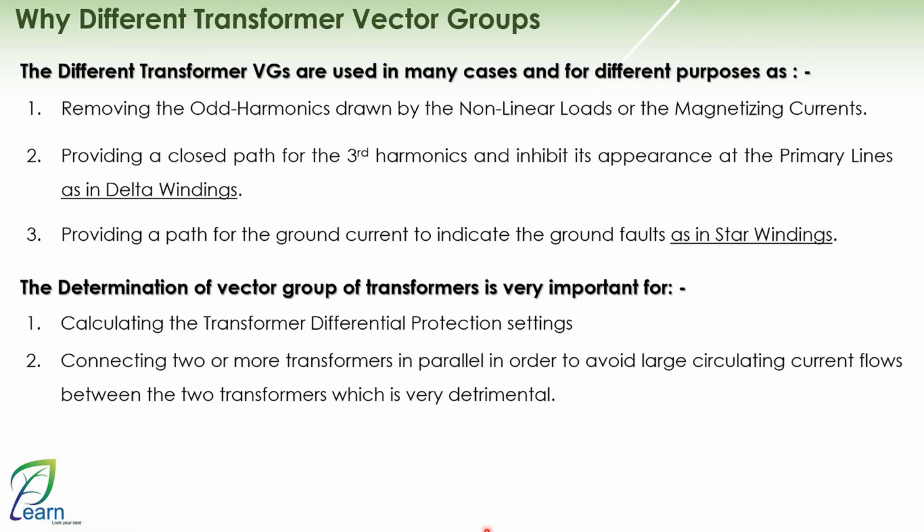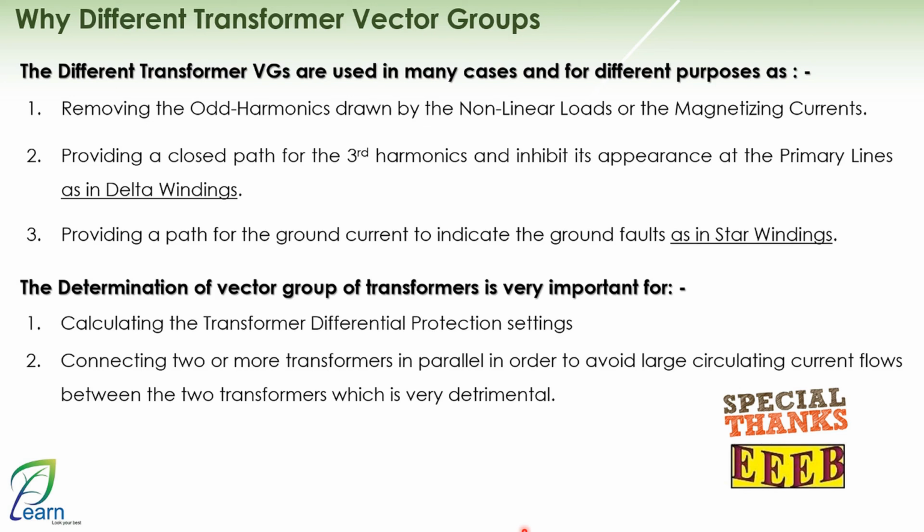If they differ in the vector group, I will provide you with a link to a video, and I would like to thank the EEB page and engineer Hani Kamel, who explained to us that you can change the cable connections as they enter the bus bar to achieve compatibility between the transformers if they have different vector groups. This is a very important point, and as I mentioned, I will leave the link in the video description.